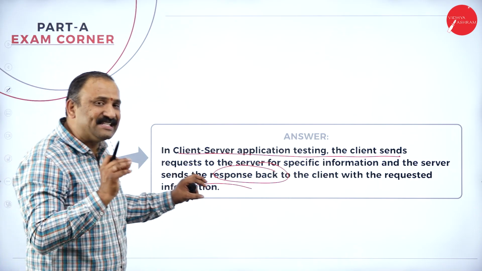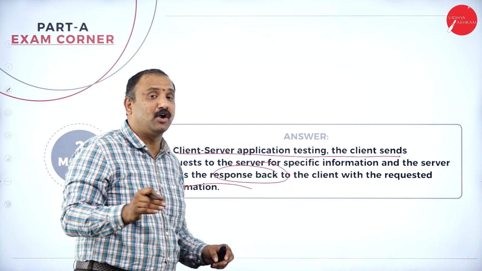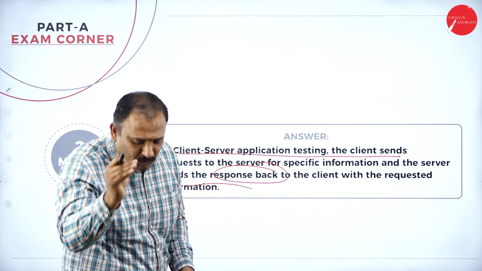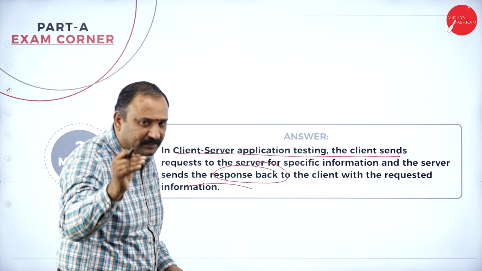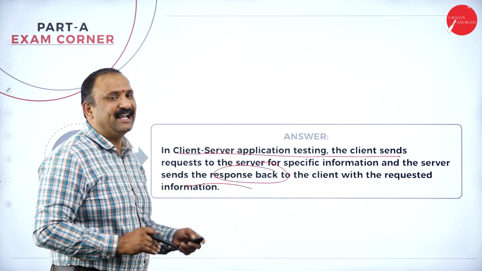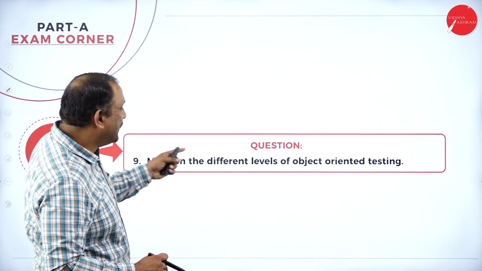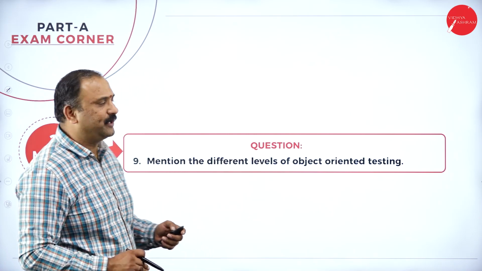Why? Because this has got specific information. It's not going to give back everything. You ask for a specific request, a specific task or thing, and it will come back with that information. The next one, mention the different levels of object-oriented testing.